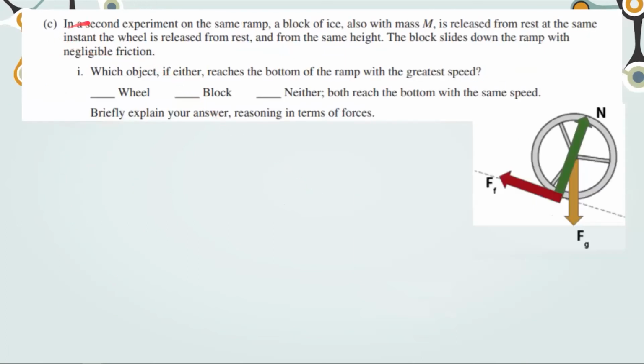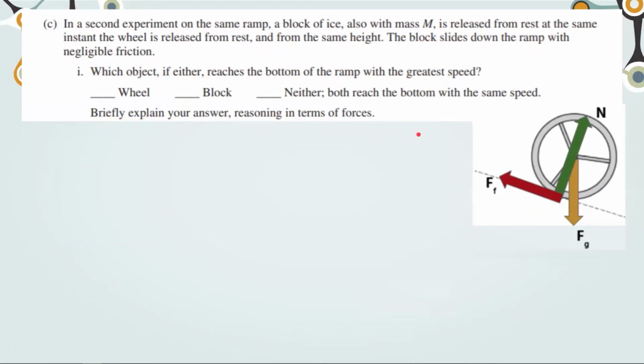Part C. In a second experiment on the same ramp, a block of ice, also with mass m, is released from rest at the same instant the wheel is released from rest, and from the same height. The block slides down the ramp with negligible friction. Which object, if either, reaches the bottom of the ramp with the greatest speed? Briefly explain your reasoning in terms of forces.